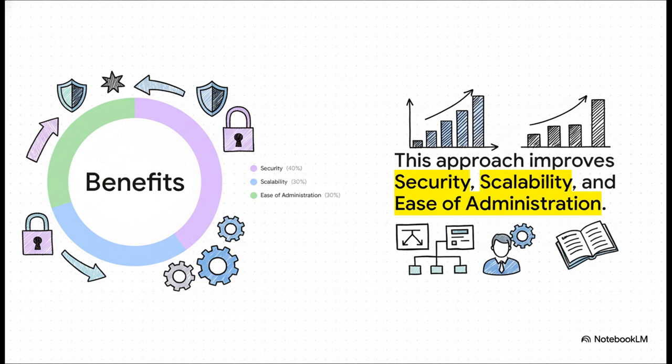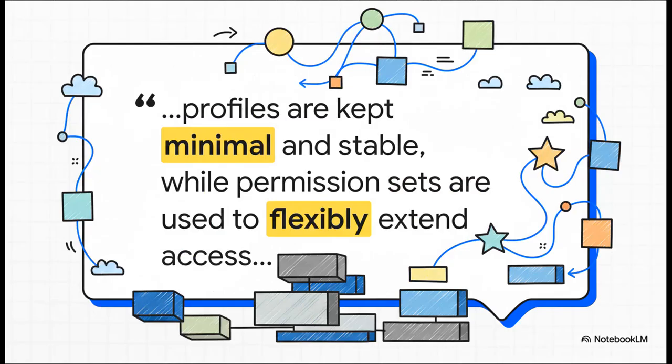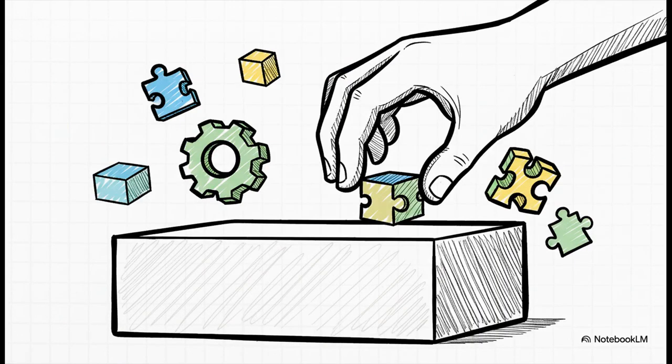And finally, ease of administration. I mean, come on, it is just so much easier to manage a few core profiles and a clean library of permission sets. You know, there's a line from our source material that just sums this up perfectly. Profiles are kept minimal and stable, while permission sets are used to flexibly extend access. That's it. That's the whole philosophy right there. If you remember just one thing from all this, please make it this. Profiles are for the rule, permission sets are for the exception. You build a strong, clean foundation, and then you add layers of complexity carefully and deliberately right on top.